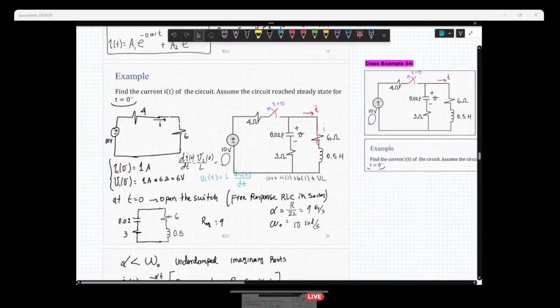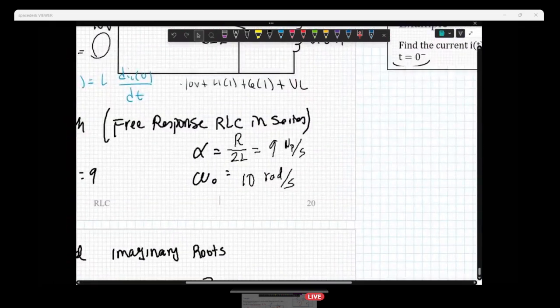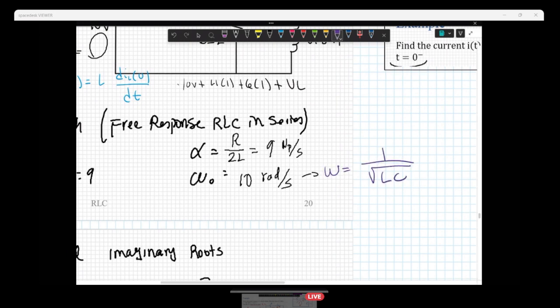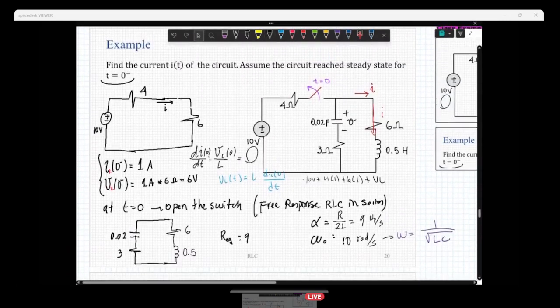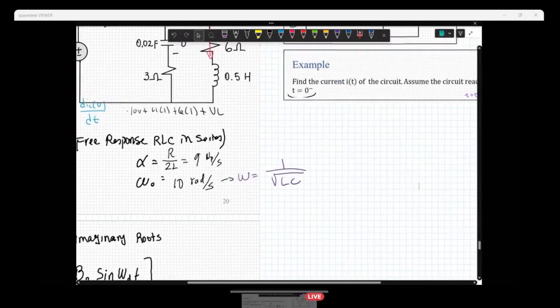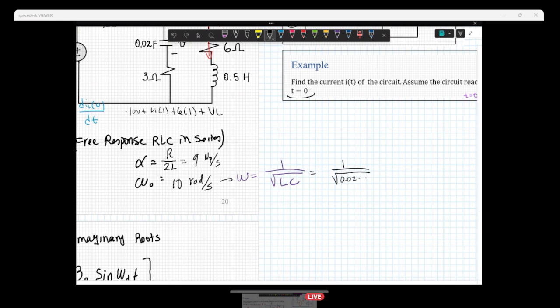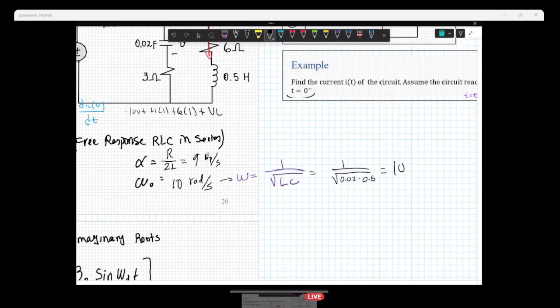Should I write down a W? She does not. So W is equal to 1 over the square root of L times C. That's what that comes from. I don't know why she doesn't write that part down. But the L we already know was 0.5, the C is 0.002. So this comes from 1 over the square root of 0.02 times 0.5, which should equal 10 if her math is right. Which I guess I'll check. 0.02 times 0.5. Yeah, it's 10.